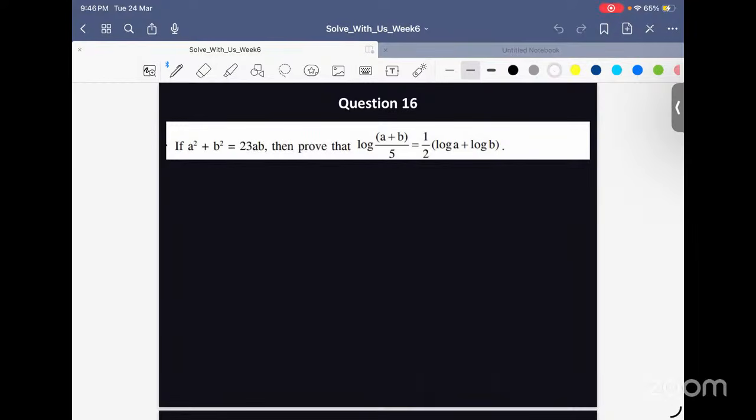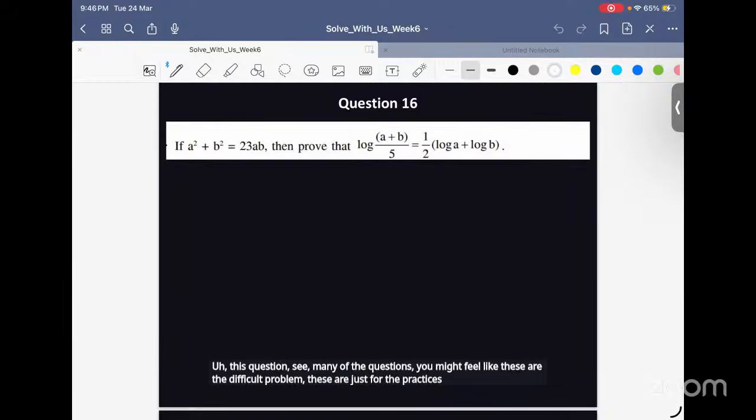Many of the questions you might feel are difficult problems. These are just for practice. The questions that will be asked in the paper will be much easier. That I can tell you. The mock paper that will come might reflect the difficulty level. This time the mock will be almost similar in difficulty to your paper. Last time the mock was a bit more difficult than the paper. This time I'll put the same number of questions, similar MCQ, MSQ and NAT, so that you will get an idea about that.